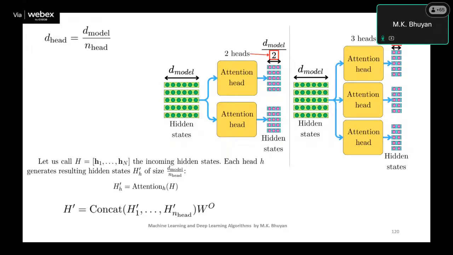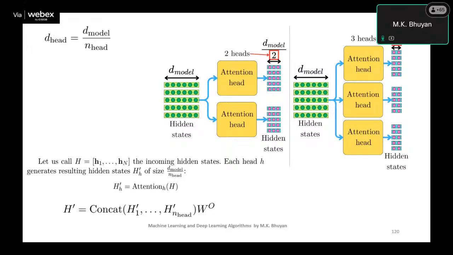In the second figure, you can see the dimension of the model is 6. You can see 6 green colored circles. And we are considering 3 attention heads. So D model divided by 3. What will be the dimension of the hidden state? It will be 6 divided by 3, so it will be 2. Like this, we can consider multiple heads.